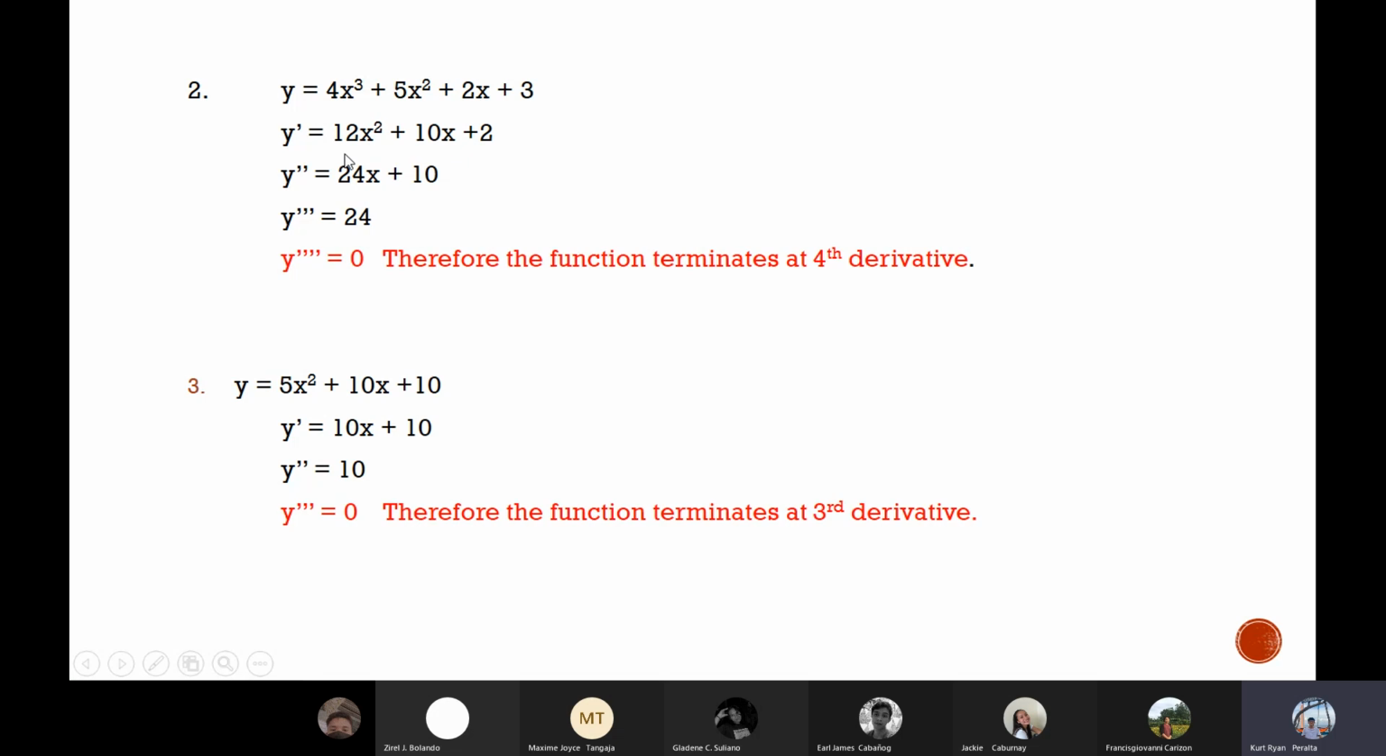Again, the second derivative is just the derivative of the first derivative. So we will get the derivative of this function. So again, using the power rule, 24x, and then this 10x, the derivative is 10. So we already have the second derivative of the function. And next, the third derivative of the function is 24. And the fourth derivative is the derivative of this constant, which is equals to 0. So therefore, the function 4x cubed plus 5x squared plus 2x plus 3 terminates at fourth derivative.